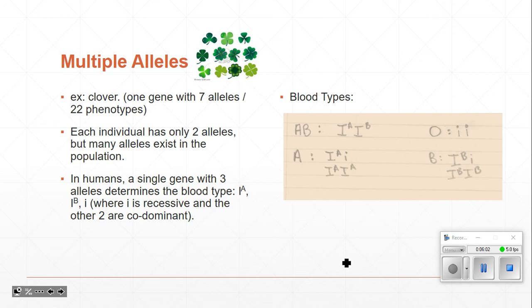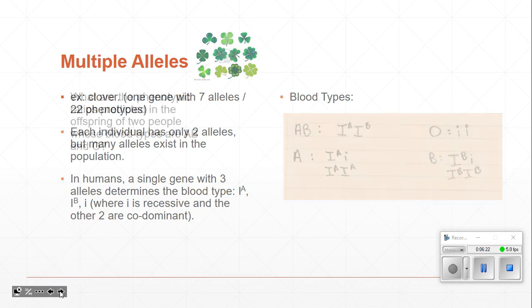Now we're going to do a few examples to show you how this would look if we're doing crosses. Keep in mind this second point though. Even though there are three alleles, each individual doesn't get all three. Each individual only gets two.